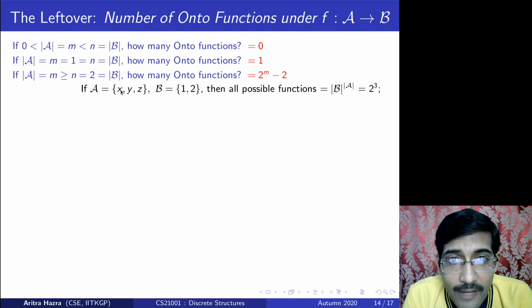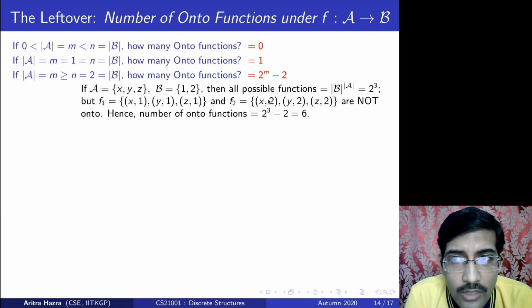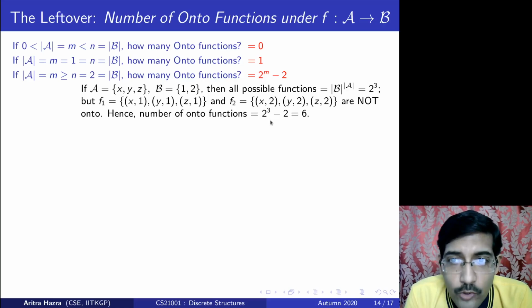See, I have also taken functions in such a way that x will map to 1, y will map to 1, z will map to 1. That is not onto, because 2 has been left out. So this is a constant function. For any value of A you give, I give you the answer as 1. I also left out the other constant function similarly. So 2 cube, or 8, is the total number of functions, and 2 of them are not onto functions at all. So the total number of onto functions is 2 cube minus 2, which is 6.